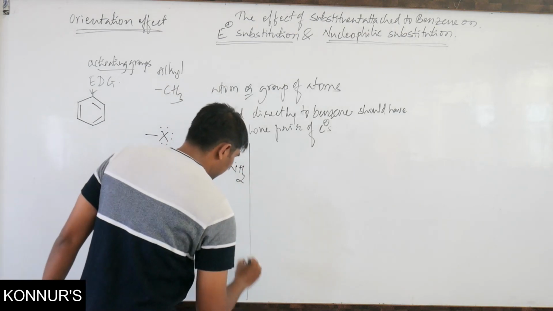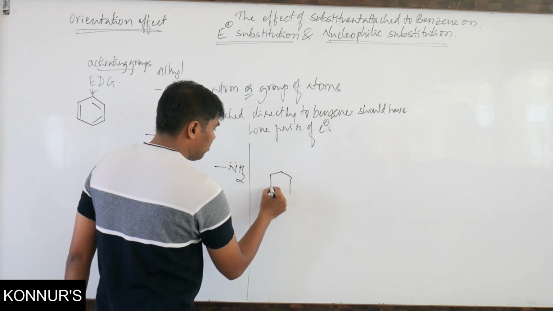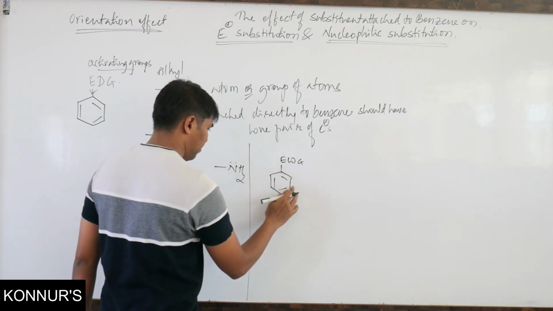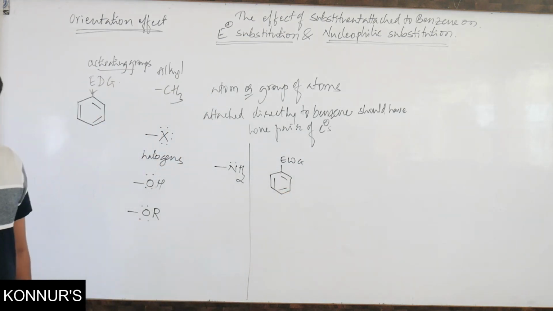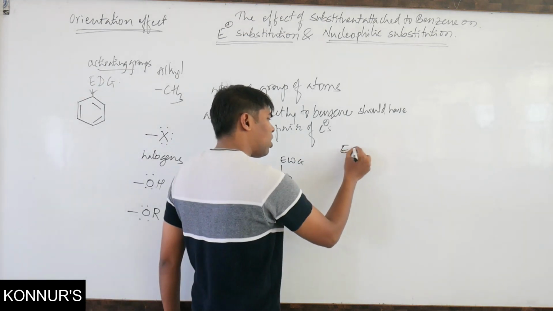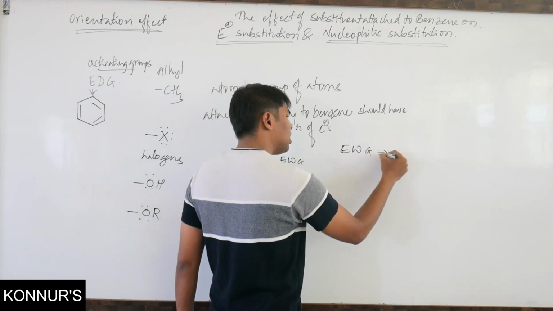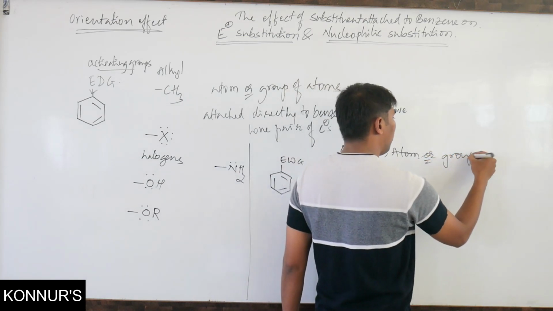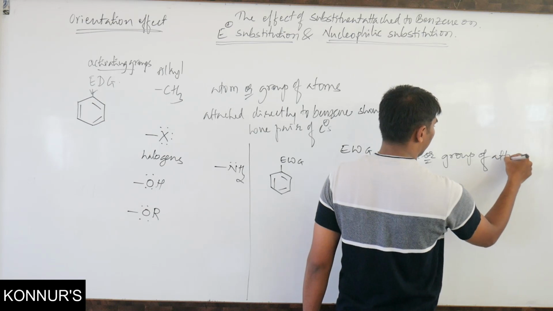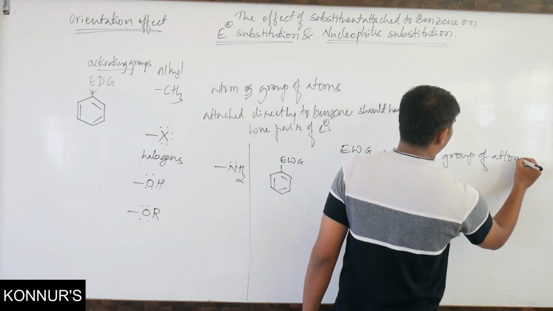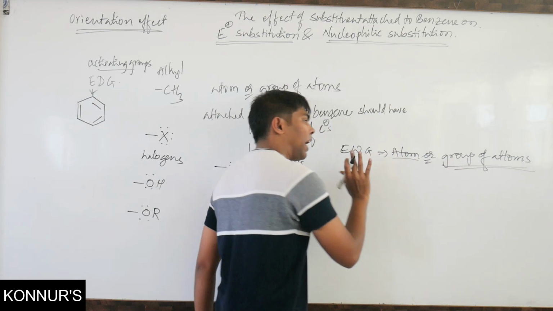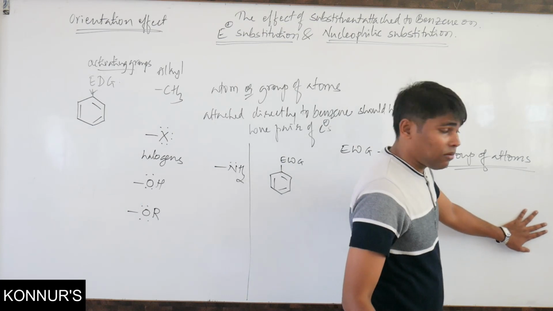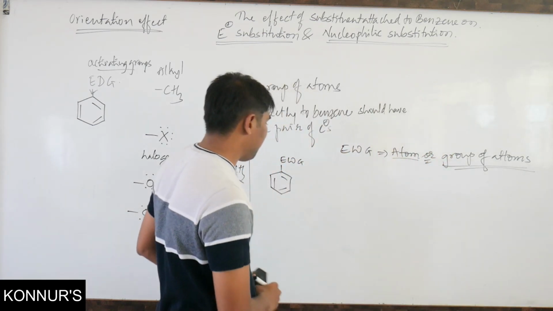Here what happens is the benzene is attached to an electron withdrawing group. What are electron withdrawing groups? Electron withdrawing groups are an atom or group of atoms. Mostly it's a group of atoms. Atom examples are fewer here, and group of atoms examples are more. I will tell you, see here.